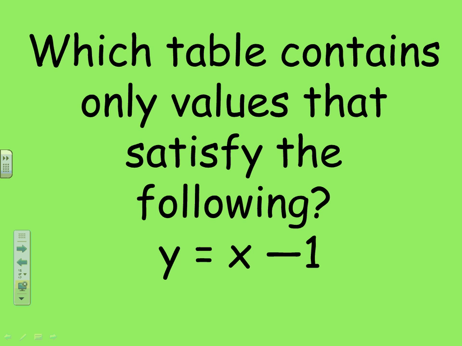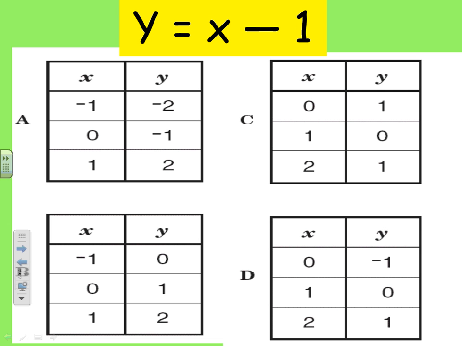So we could go ahead and we could look at tables. It says y equals x minus 1. Which of these contains the values of x minus 1? What I would do is I would say, okay, negative 1 minus 1, that makes negative 2. That works. 0 minus 1, that equals negative 1. That works. 1 minus 1 does not equal 2. So A does not work.